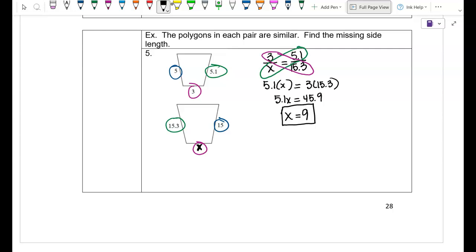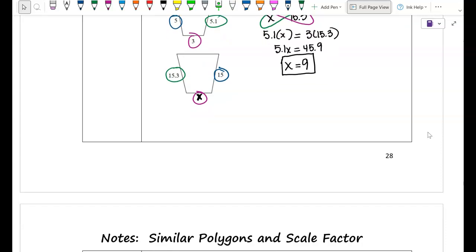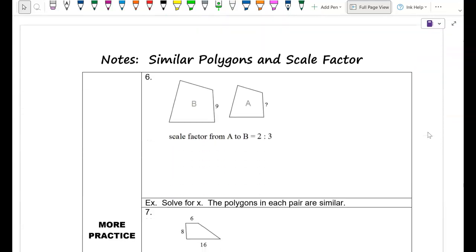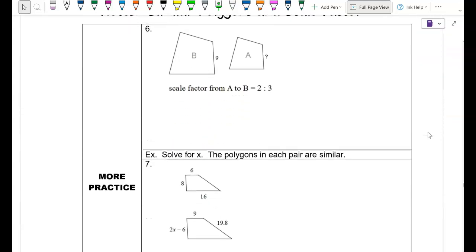Now, another way that they will give you the same type of problem on the next page is they'll use the idea of a figure A and a figure B, and they'll give you a scale factor. So if we look at the next example, they give us a figure A, a figure B. Again, I am going to change that question mark to an x.